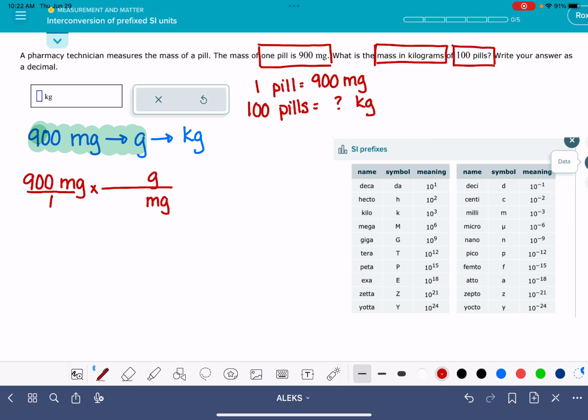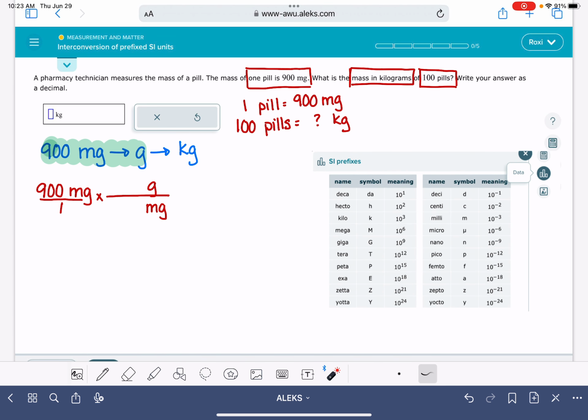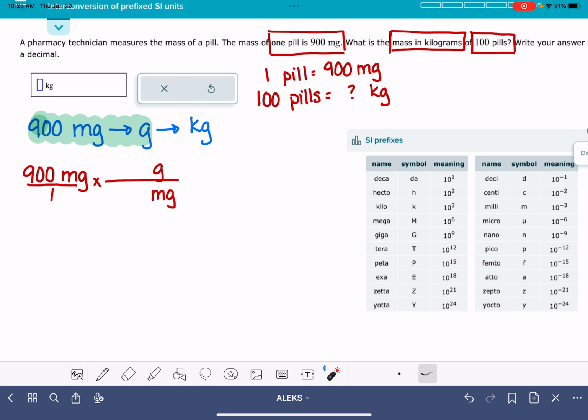Now, to fill in this conversion factor, we want to consult a table of metric prefixes, or SI prefixes, as ALEKS calls them. ALEKS has a really good set of prefixes over in the data tab. If you click on the data tab and then open up SI prefixes, it's a super comprehensive list. It's giving you the symbols and the numerical meaning of each one of those prefixes.